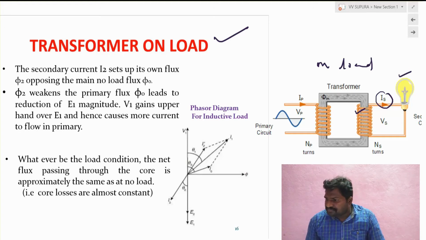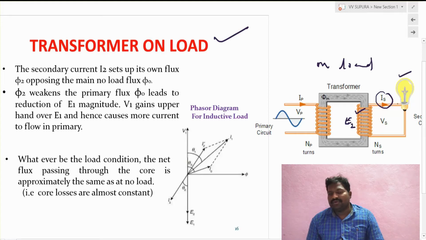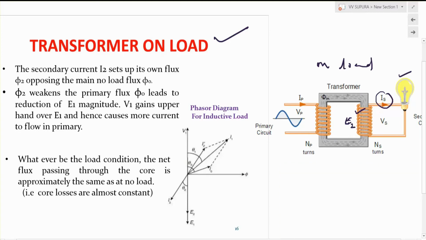Why? Because due to this flux, EMF E2 is generated. Because of E2 and the load connected, the I2 current will flow through the load. According to Lenz's law, effect always opposes the cause. This current will produce its own flux, which will oppose the main flux.